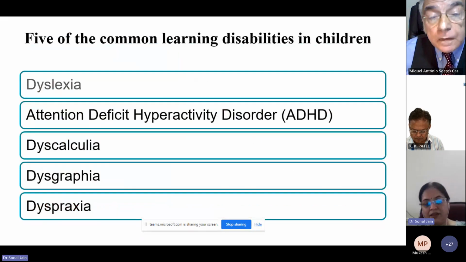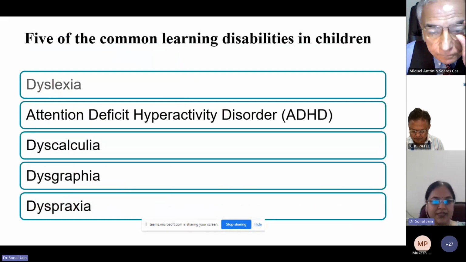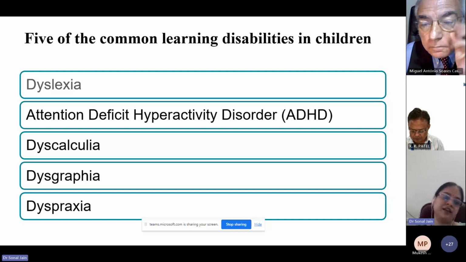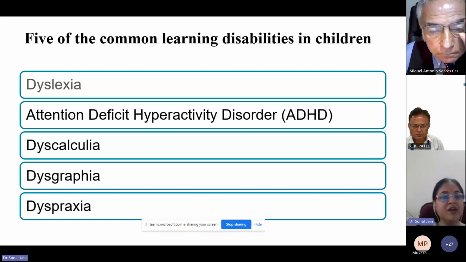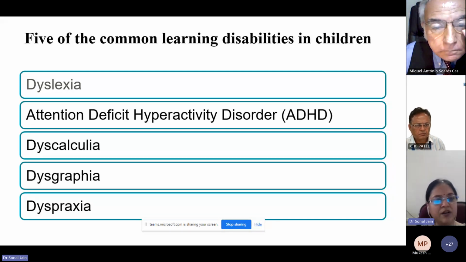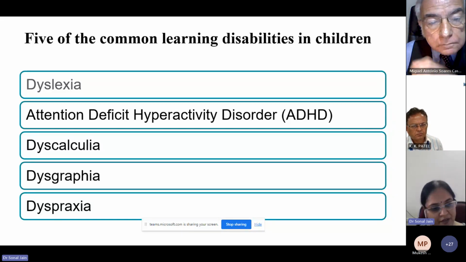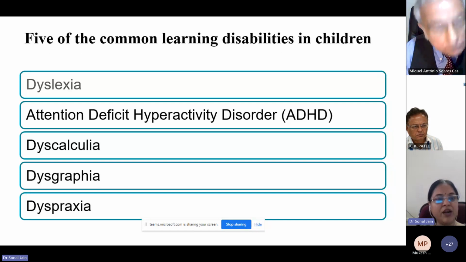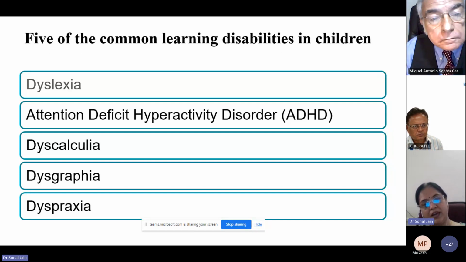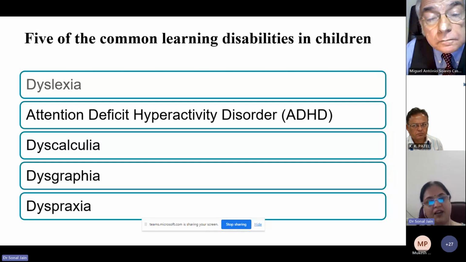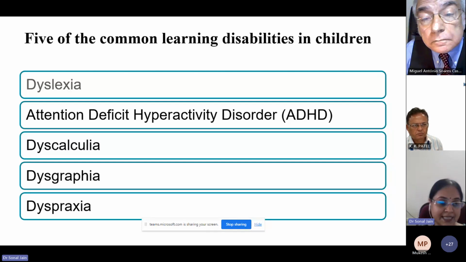There are multiple learning disabilities which exist in the literature, which doctors also agree on, and there is a lot of good literature available on this. They can be categorized into dyslexia, which probably many of us have heard about, ADHD, dyscalculia, and dysgraphia. Dyslexia was made quite popular by the movie Taare Zameen Par, and many of us then started thinking, yes, these kinds of things do exist.